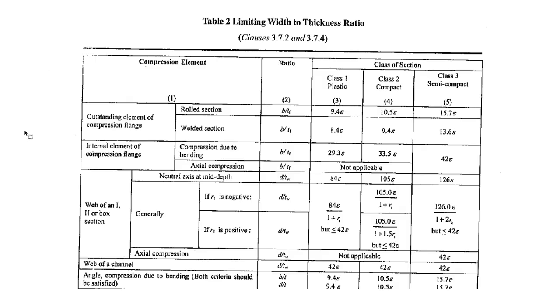Similarly for angle sections, we can see at the bottom, angle compression due to bending. For different cases we can see different types of limits. For channel sections, the web of the channels also has a d by thickness of the web ratio given here. This one also we can use for the design of beam sections.